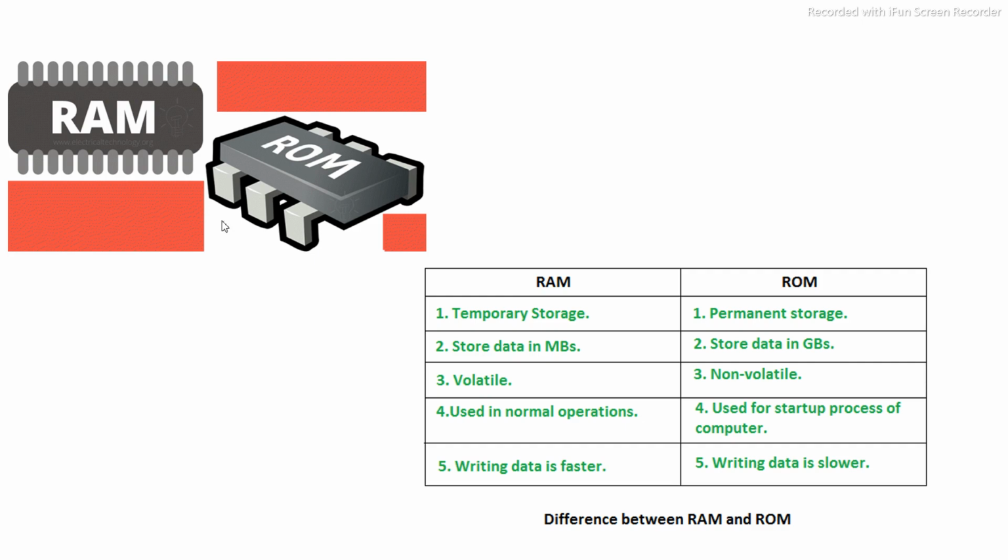Next, looking at this, it stores data in GBs, and mainly it writes the data in a slower way. That's one reason. So yeah, this is about the RAM and ROM.